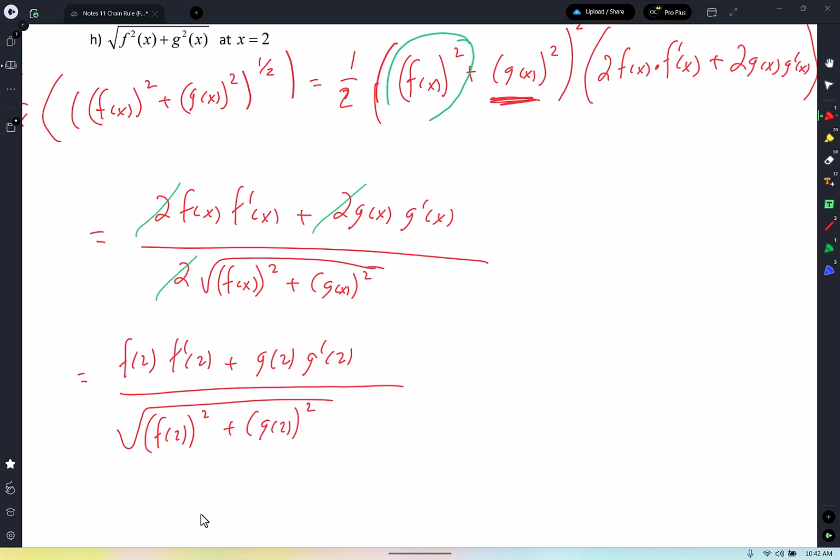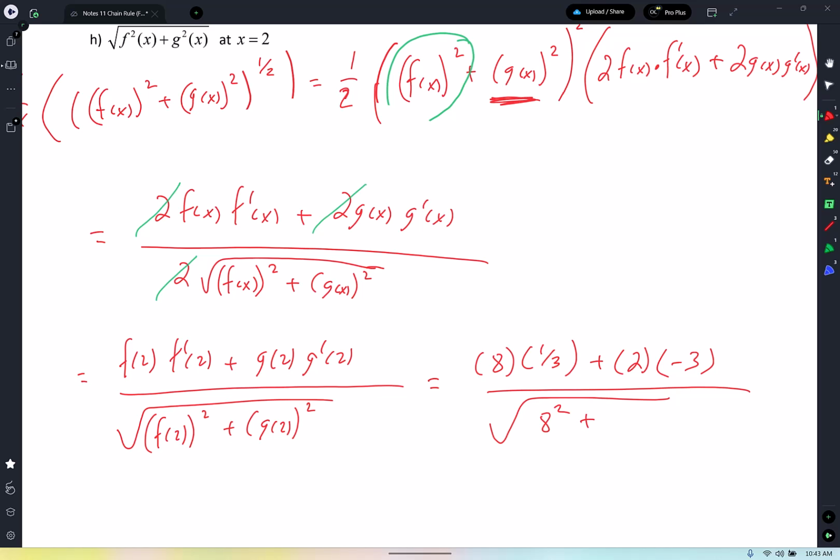Look at the table. What is f of 2? 8. What is f prime of 2? 1/3. Plus, what is g of 2? Negative 2. What is g prime of 2? Negative 3. All over the square root. Let's see, f of 2 was 8. 8 squared plus g of 2 was negative 2, 2 squared. These are all correct numbers, right?